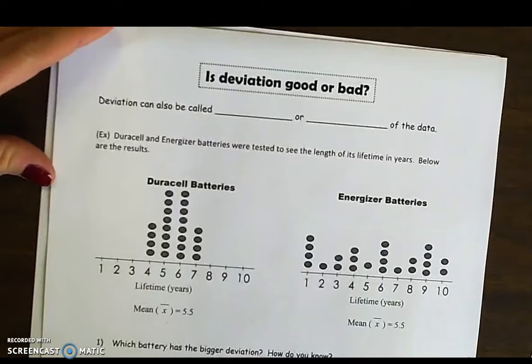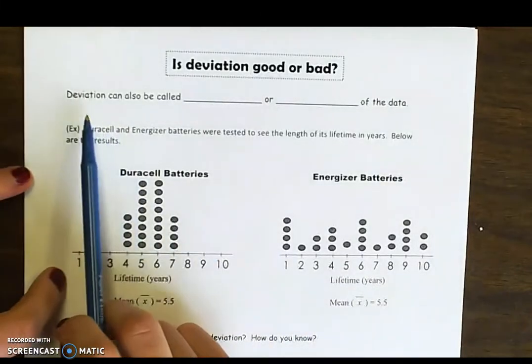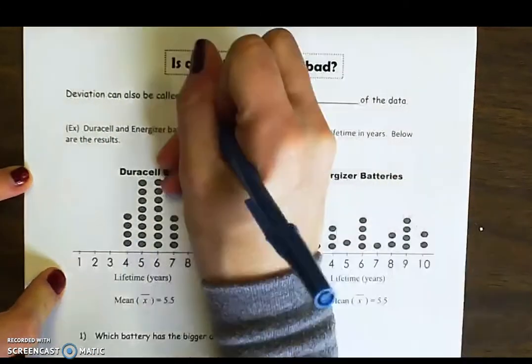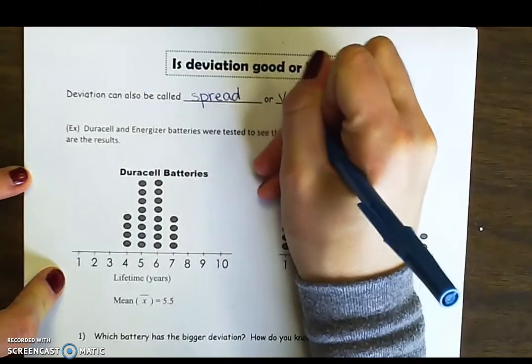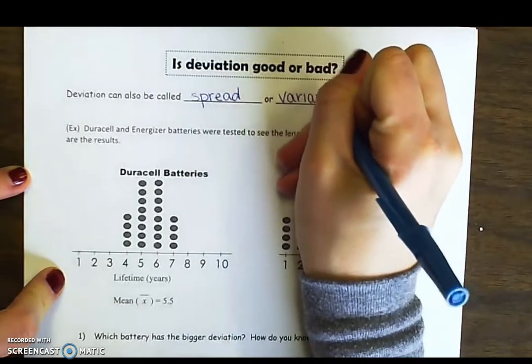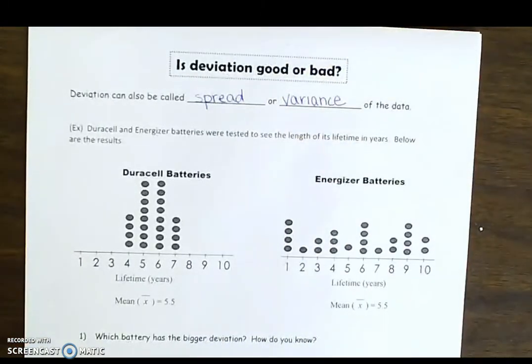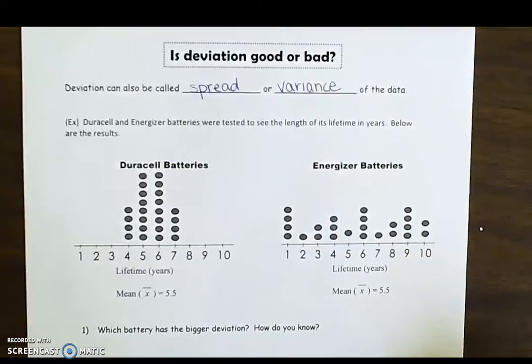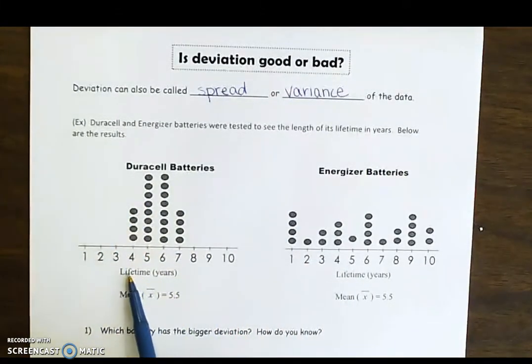All right, so is deviation good or bad? So hopefully by the end of this example, we'll be able to answer that question. As a reminder, deviation can also be called the spread, or sometimes it's called the variance, how it varies, the variance of the data. So our example today, we're going to take a look at some batteries. So we have Duracell and Energizer batteries, and they were tested to see the length of their lifetime in years. Below are the results. So here we have the lifetime in years.